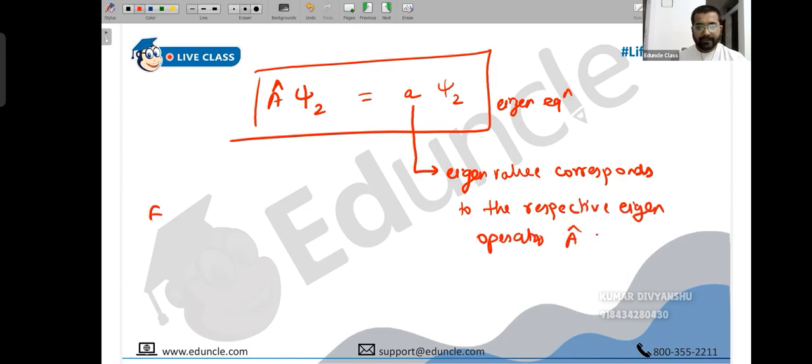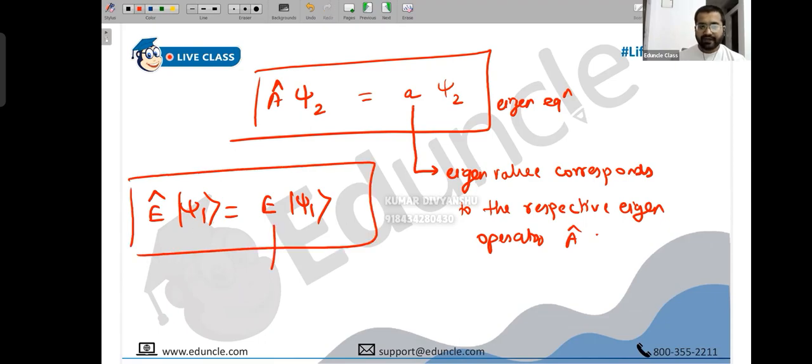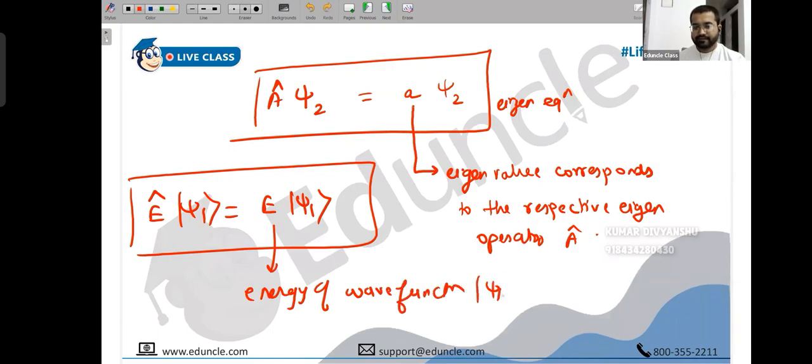So for example, if you apply the energy operator on a wave function psi1 and you get the same wave function psi1 again, then you will have some additional value here. This is the energy value corresponding to this operator. E will be the energy value, the energy of the wave function. So basically, the eigenvalue depends on the operator. If you want to find energy, you apply the energy operator. If you want to find momentum, you apply the momentum operator. What those operators are, we will eventually learn. But yes, the eigenvalue has to depend on the eigen operator.